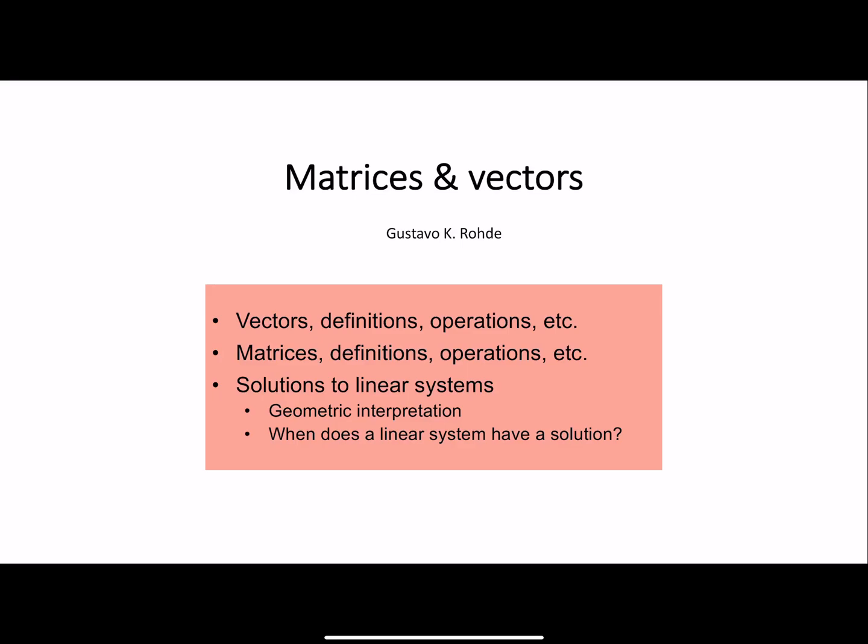So in this video, we're going to talk about matrices and vectors. Specifically, we'll cover vectors, definitions, and operations. We'll do the same for matrices, and we'll leave the interpretation of solutions to linear systems to another video.